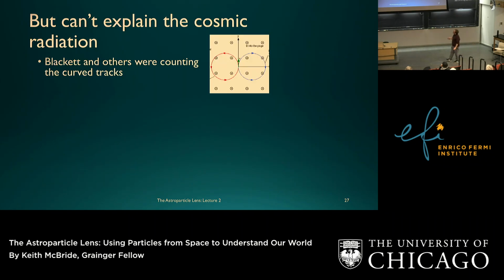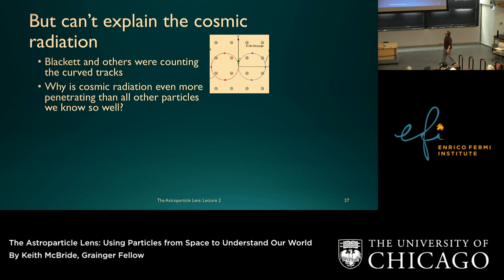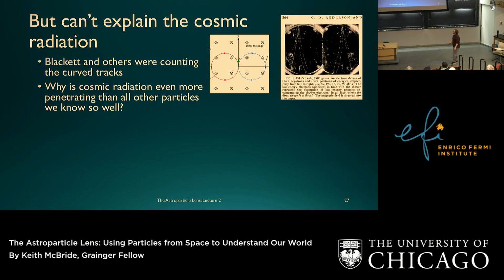But we can't explain the cosmic radiation. This is the fundamental thing that led to the discovery of the muon, as far as I can tell, is that Blackett and others were counting these curved tracks. If they were positive particles in their pictures, they bend to the right in their magnetic field. And if they're negative, they bend to the left, right? Let's just go through and count the kinds of tracks we see. But this cosmic radiation was so penetrating, it couldn't be explained. It couldn't be a proton because it didn't match what we understood from the Bethe-Bloch equation for the ionization of gas. It couldn't be an electron, couldn't be a positron, right?